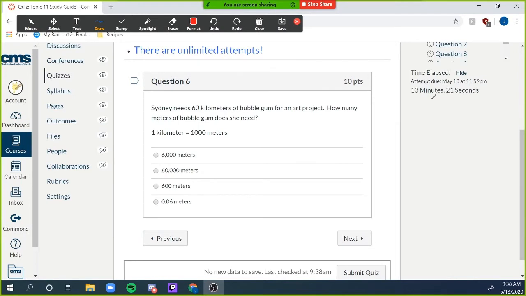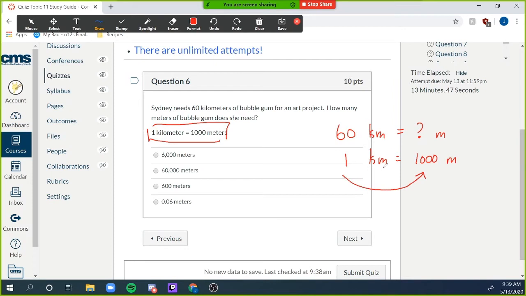Sydney needs 60 kilometers of bubblegum for an art project. How many meters of bubblegum does she need? We're going from 60 kilometers to some meters. And then they gave us the base conversion right here where it says 1 kilometer is equal to 1,000 meters. Both the units are on the same side. Kilometers are both on the left. Meters are both on the right. So we can define our relationship. To go from kilometers to meters, we see that it's 1 to 1,000, which means it's times 1,000.